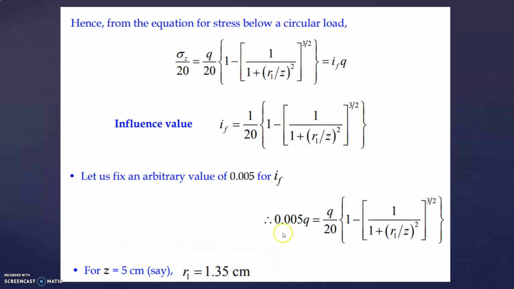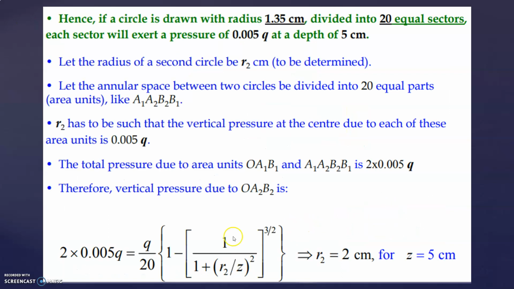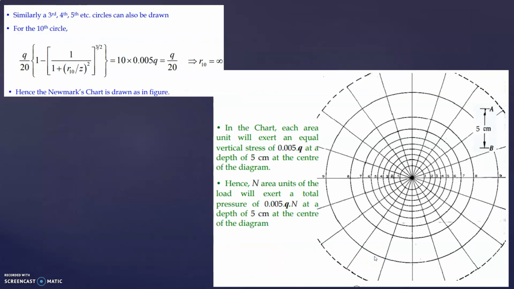In the previous case we just considered 0.005 Q because that was the first circle, so only one. Here we are considering circle 2, so you have to multiply it by 2, because it has the effect of the first circle also. Now if you simplify this, you get R2 equal to 2 centimeter for Z equal to 5. Z we have to take as the same. When you substitute Z equal to 5 in this equation, we get R2 equal to 2 centimeter.